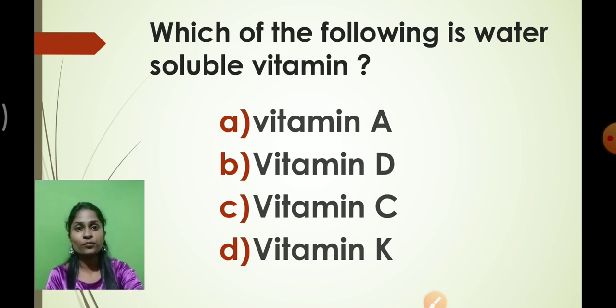So what is the correct option over here? The correct option is option C. Vitamin C is water soluble. Understood? So this is the right option. If you feel that option C is right, you will click on this option. Like this, you will bring your mouse and click here.